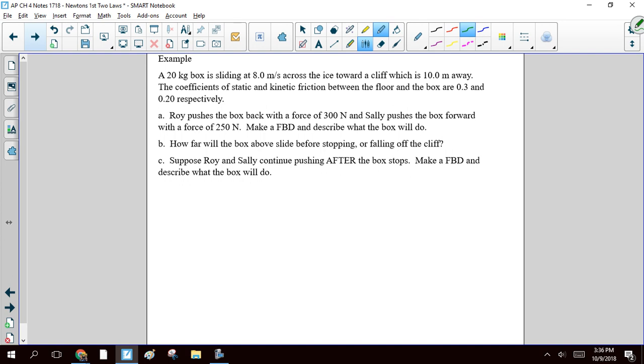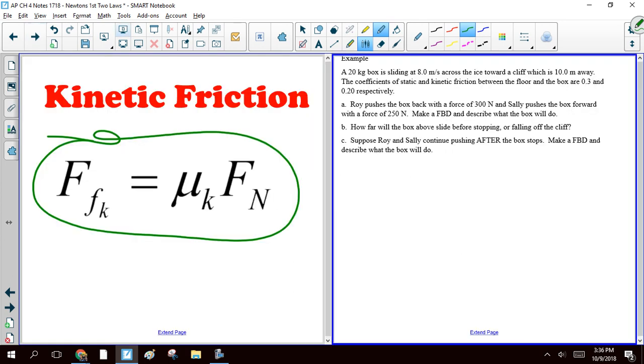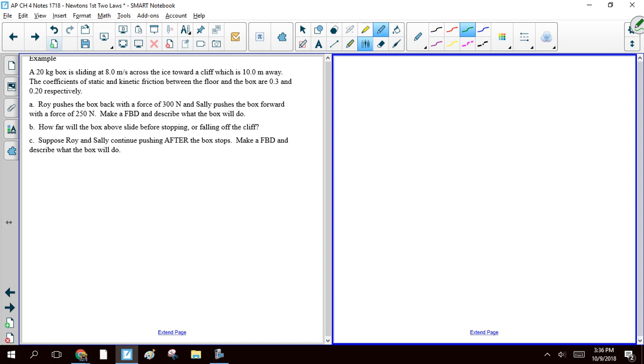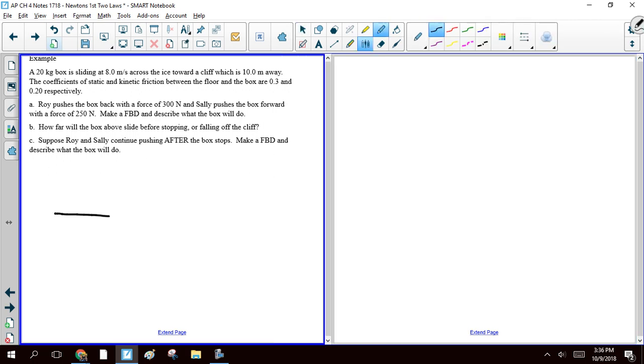So let's see. We already did this one. Here we go. So this one, honestly, is one you probably could have done last year. So we got a 20-kilogram box sliding at 8 meters a second across the ice toward a cliff that is 10 meters away. So let's draw it.